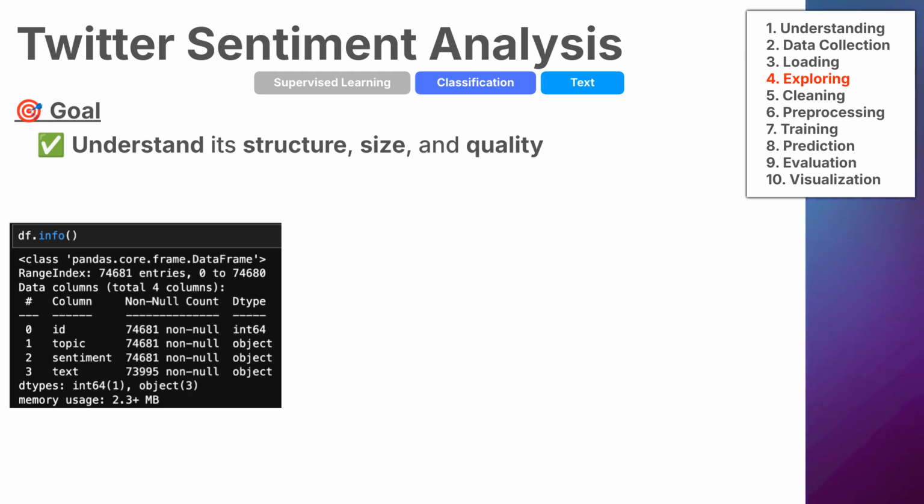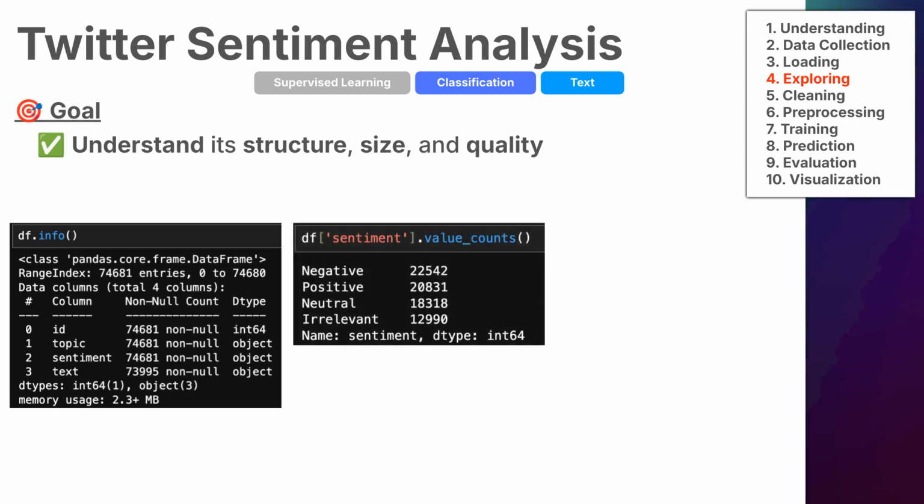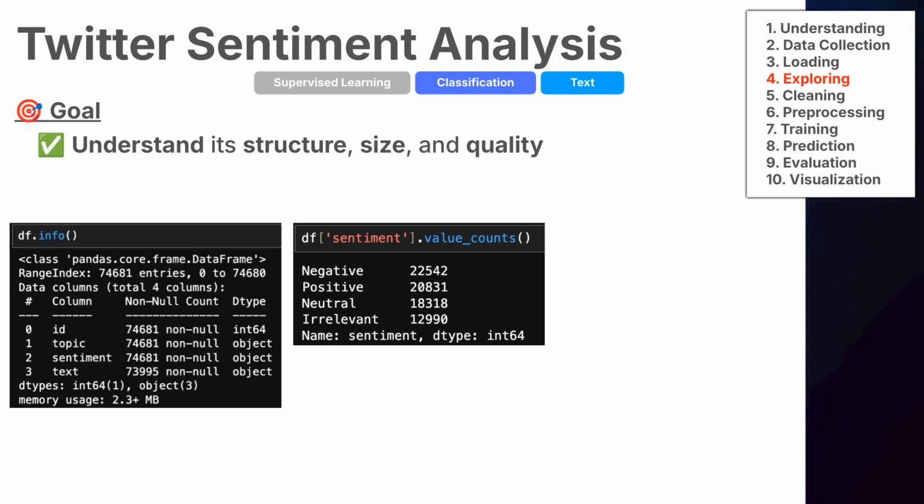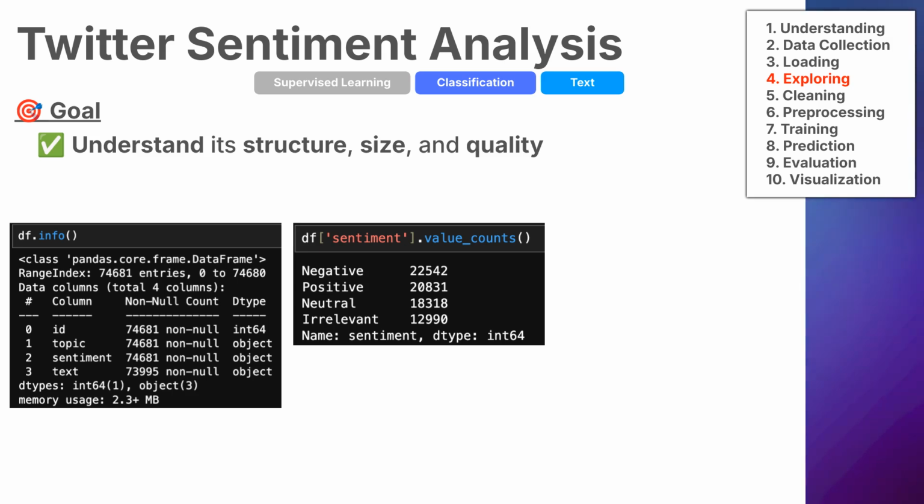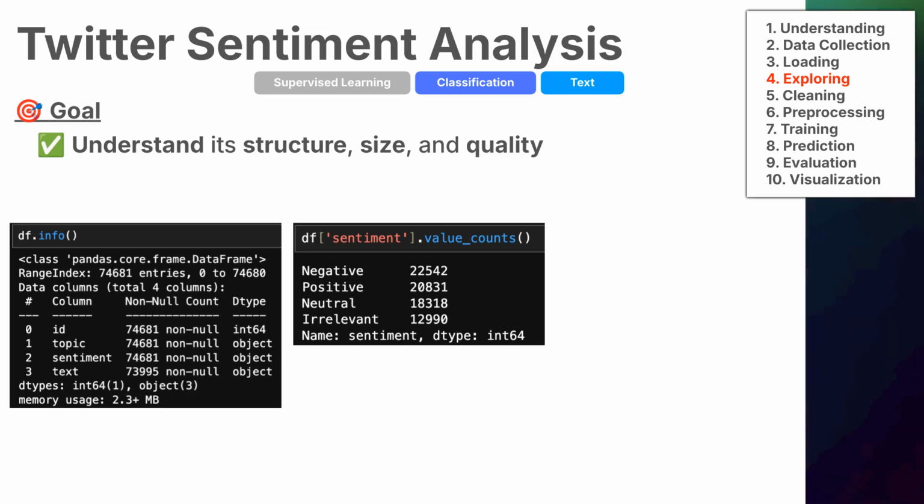From the sentiment value counts, this shows the number of tweets labeled with each sentiment. Negative 22,542 tweets, positive 20,831 tweets, neutral 18,318 tweets, and irrelevant 12,990 tweets. According to the Kaggle description, irrelevant should not be treated as a fourth class. Instead, we should relabel all irrelevant entries as neutral later, so the dataset only has 3 valid classes.